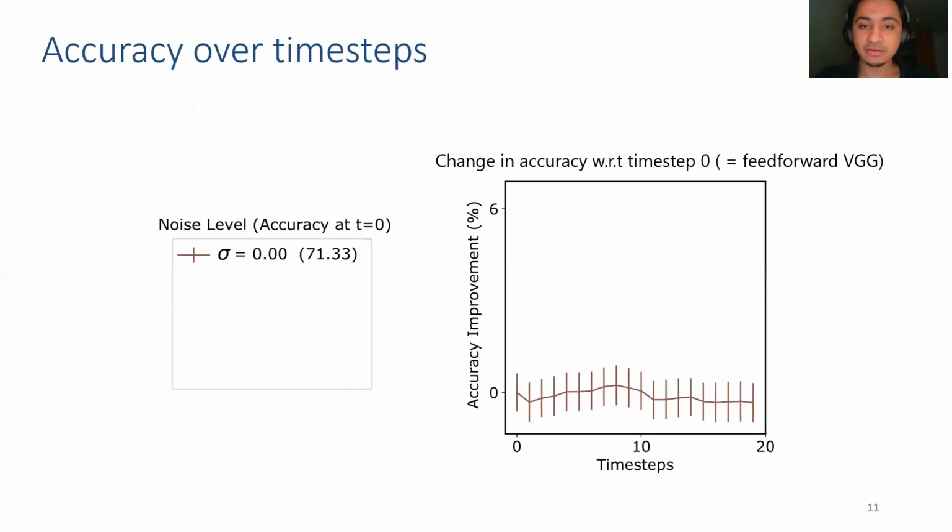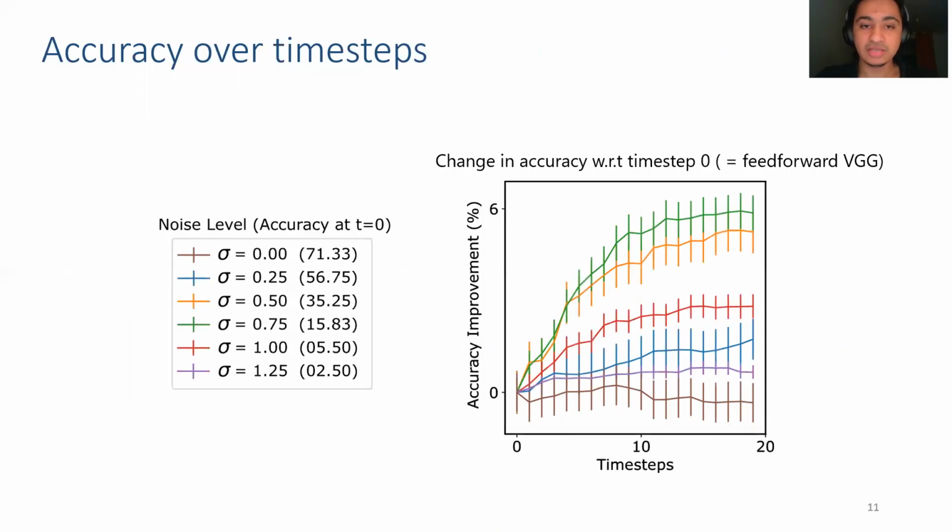We first measure the accuracy of the network across time steps. On the right, we see that the baseline accuracy on clean images doesn't change much. But in the presence of Gaussian noise, the proposed dynamics help the network to regain some accuracy.